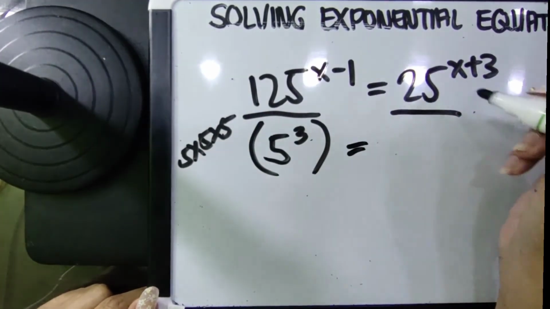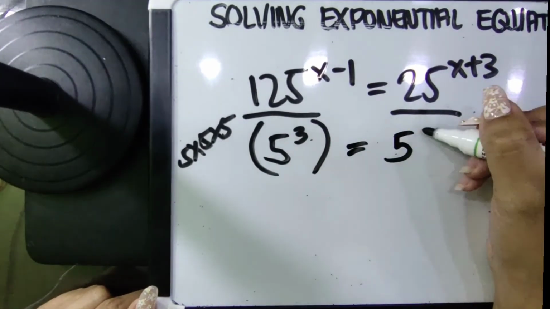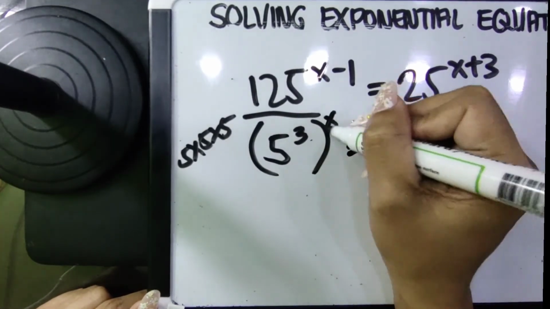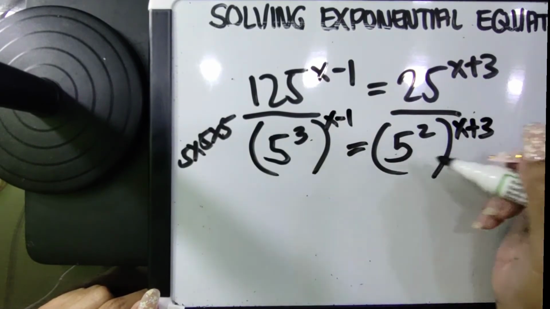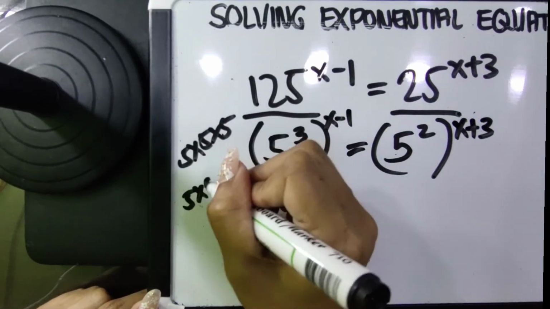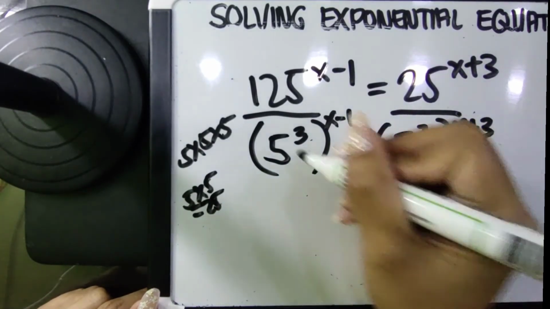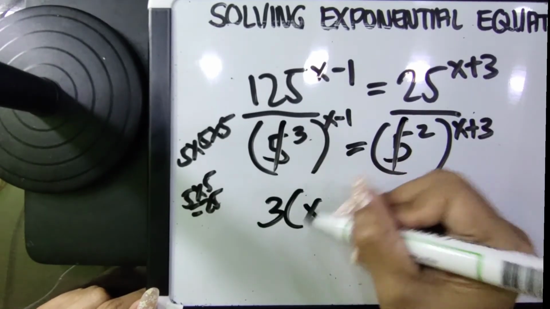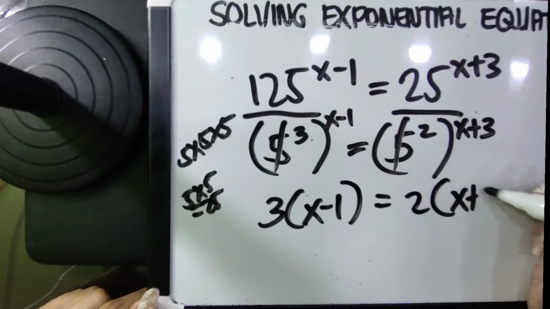So, next, what is the value of 25? I choose 5 to the power of 2. And then copy the exponents: x minus 1, x plus 3. Okay, how did I get this? 5 times 5 is equal to 25. So, now we have the same base. So, cancel 5. So, copy the exponents. 3 times the quantity x minus 1 is equal to 2 times the quantity x plus 3.